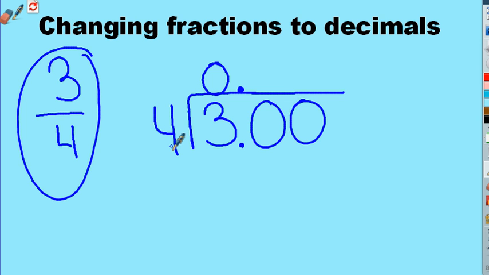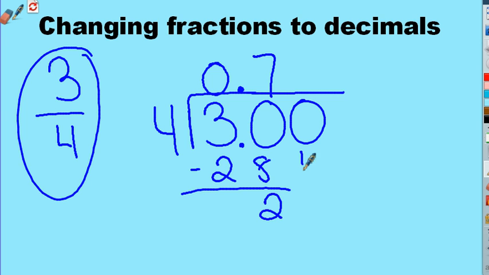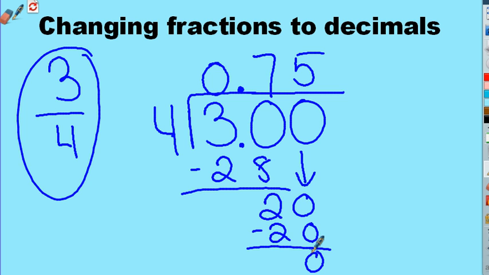Now, how many times can 4 go into 30? 7 times. 7 times 4 is 28. 30 take away 28 is 2. Bring down the 0. How many times can 4 go into 20? That's 5 times. 4 times 5 is 20. Subtract, 0. So, 3/4 is the same as 75/100. Alright, let's try another one.